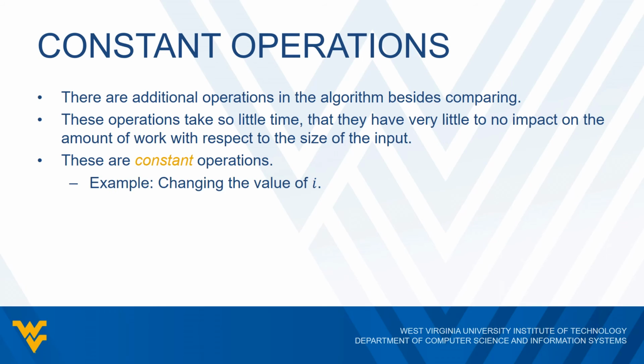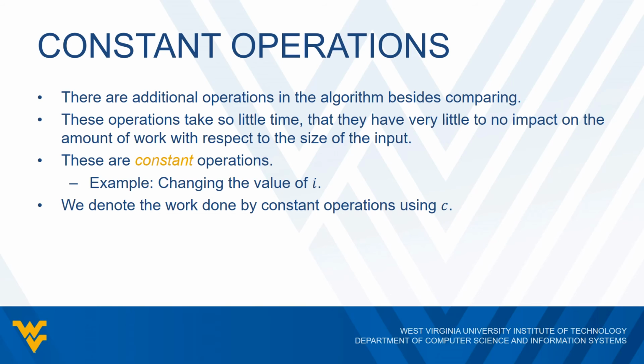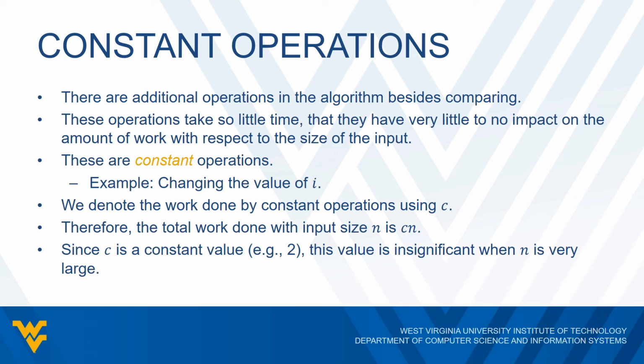So for example, something like changing the value of I. Whether we're initializing it or incrementing it by 1, it takes just a small amount of time compared to doing all the other operations that involve our input. Now we denote this work done by constant operations using the letter C. So C in this case is a variable. And what this means is the actual total work that's being done in our algorithm is Cn, where C is the work done by constant operations and n is the size of our input. So the whole point here is that C is going to be a constant value, which means it's really insignificant when n is very large.